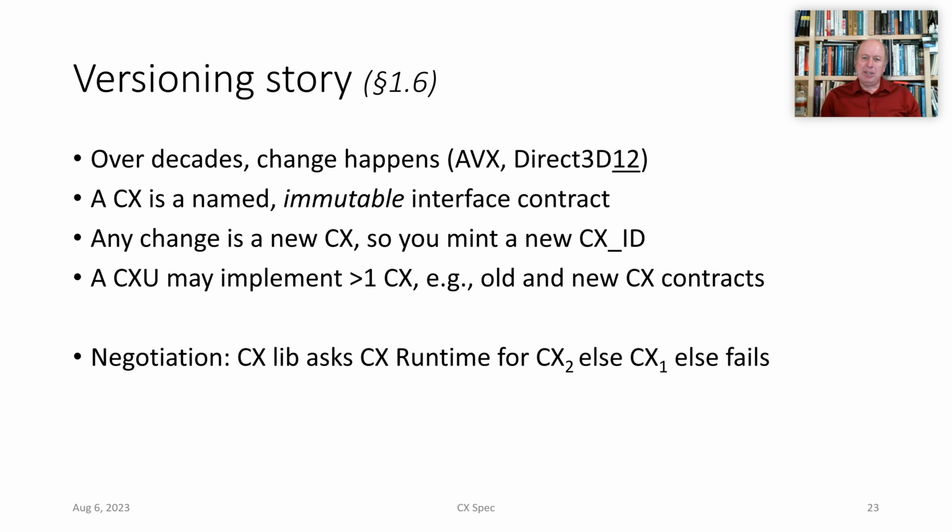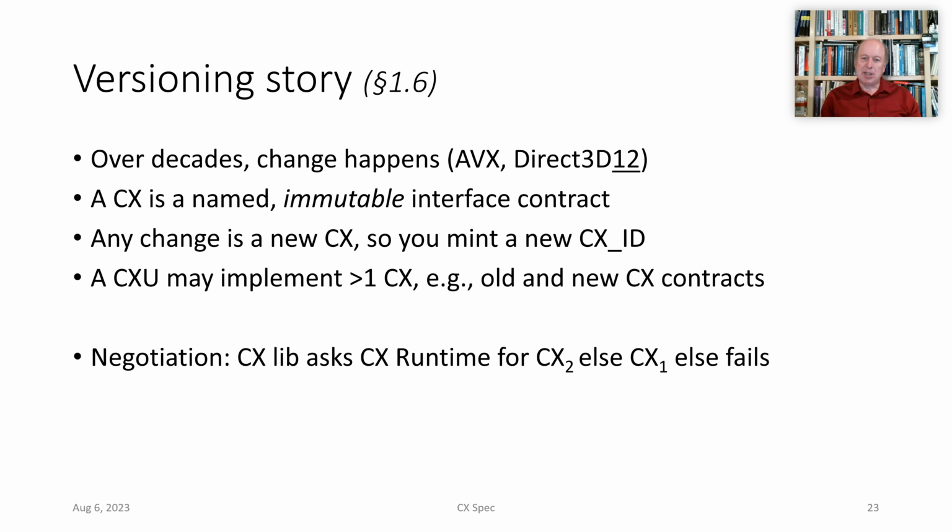An important dimension of composition is composition across the years. Sometimes the software client of an extension and the hardware implementation of the extension are separated by decades. Imagine in 2035 that a 2035 library is using an extension in a CXU from 2023, or a 2023 library is using a 2035 CXU.